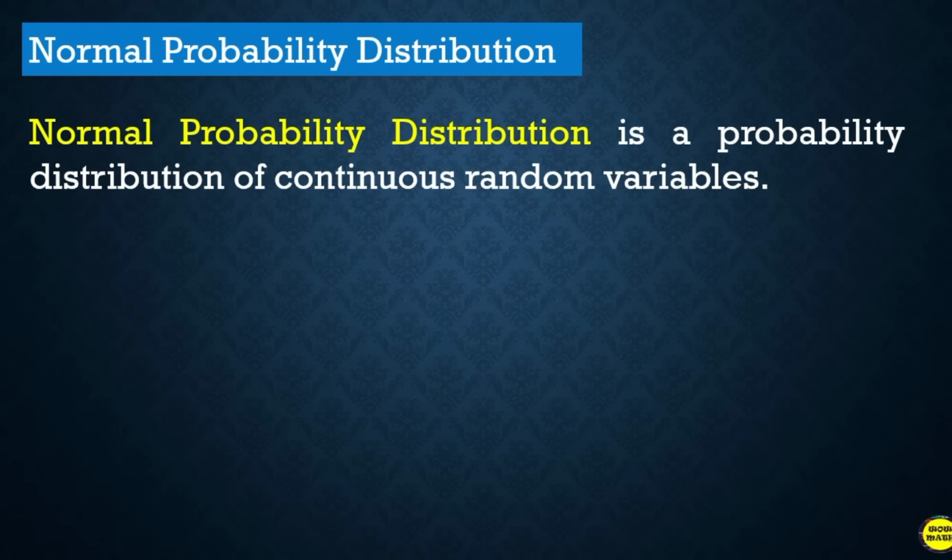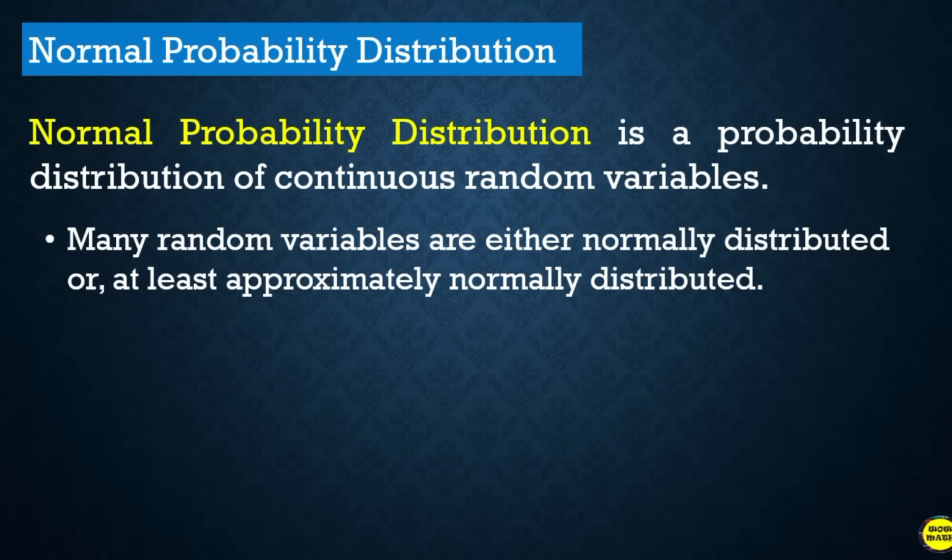So when we say normal probability distribution, it is a probability distribution of continuous random variables. When we say normal distribution, this is considered the most important curve in statistics. Why? What are the reasons why this is considered the most important curve in statistics? First, so many random variables are either normally distributed or at least approximately normally distributed.